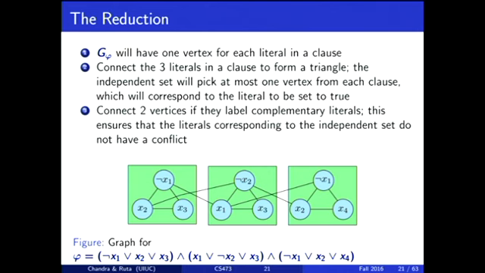So my claim is this formula phi is satisfiable if and only if this graph has an independent set of size at least m. Let me convince you. I have to convince you of two directions. If the formula is satisfiable, the graph has an independent set of size at least m. If the graph has an independent set of size at least m, then the formula is satisfiable.